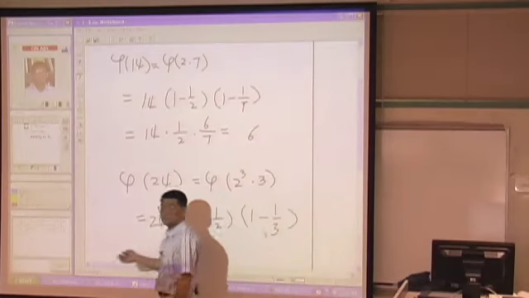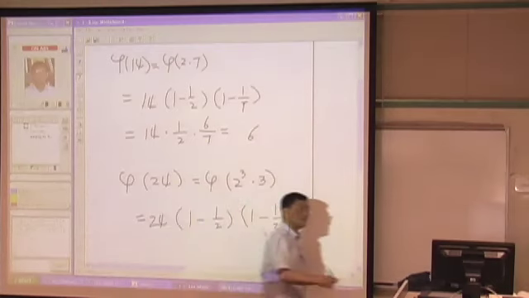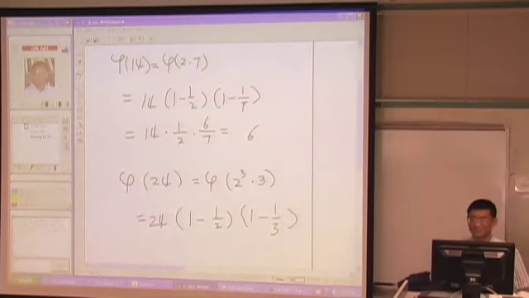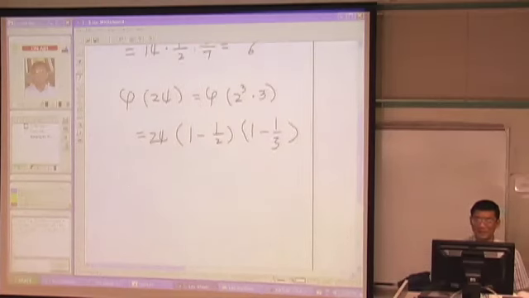So once you know these things, you can easily calculate phi of it. So let's do it. Then it is 24 multiplied by 1/2 multiplied by 2/3, right? Then it is 8.